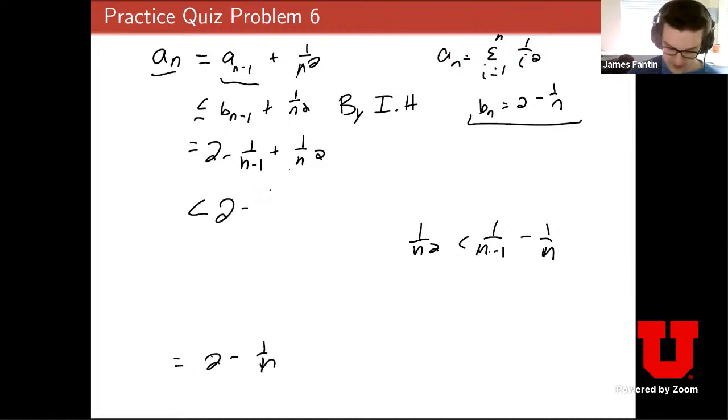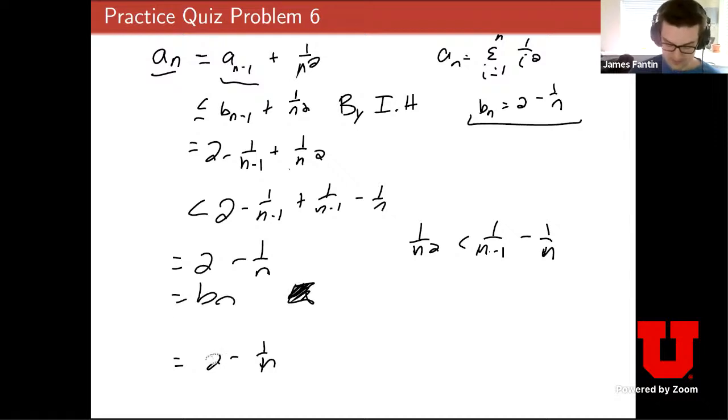So we'll get 2 minus 1 over n minus 1 plus 1 over n minus 1 over n, and that'll be equal to 2 minus 1 over n, which is equal to b sub n, which is exactly what we wanted to prove. And I believe it uses this trick.